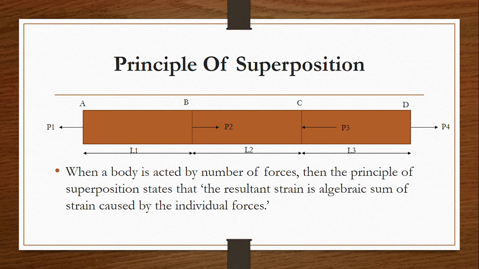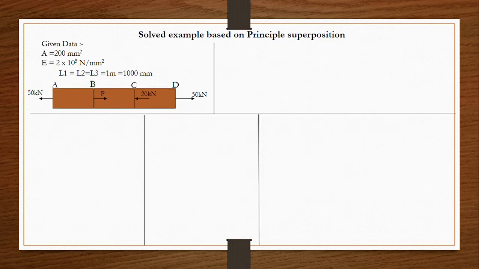Second, that is the principle of superposition. In this method, when a body is acted upon by a number of forces, the principle of superposition states that the resultant strain is the algebraic sum of the strains caused by the individual forces. We will understand this method by the numerical, so we'll get a brief idea about this type of sums.